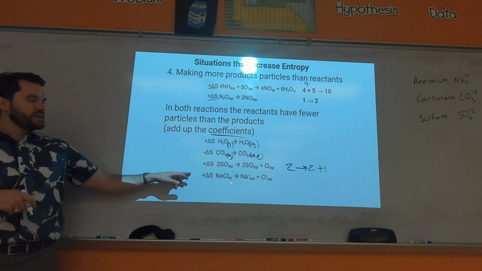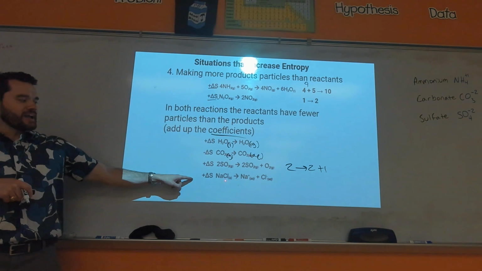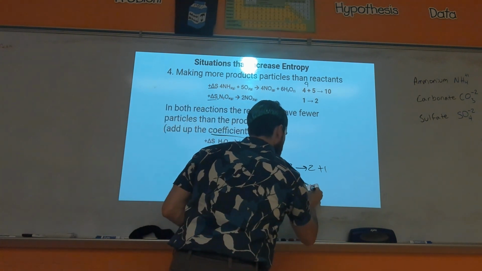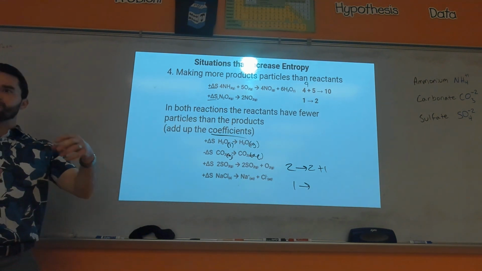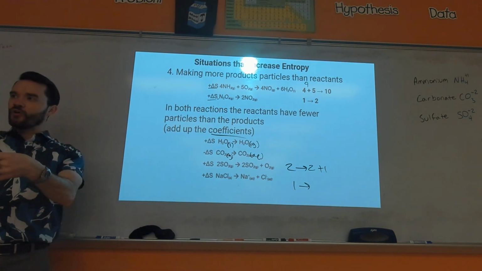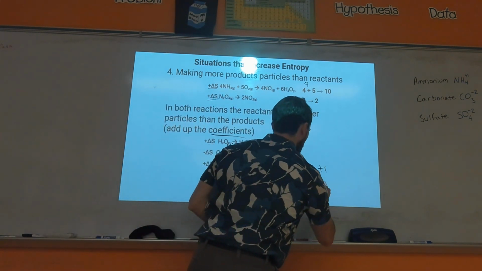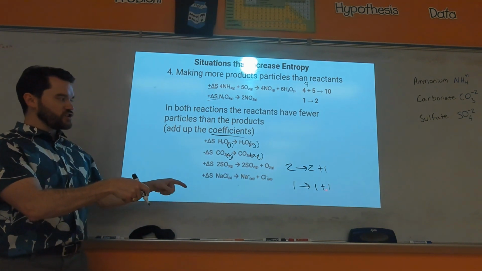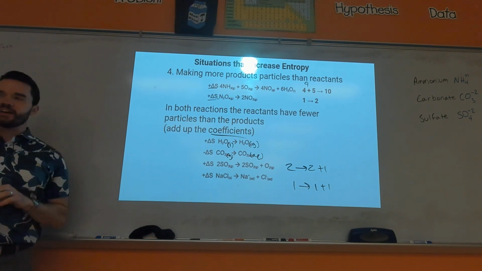All right, last one. Sodium chloride, NaCl. I took NaCl, so I have a 1 for my coefficient, and I made 2 separate things. I took a chunk of salt and broke it into the separate pieces. So you went from 1 to 1 plus 1, so that's a 2. You went from less to more, so that's why it's a positive delta S.